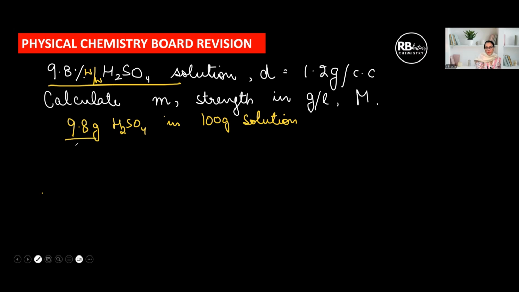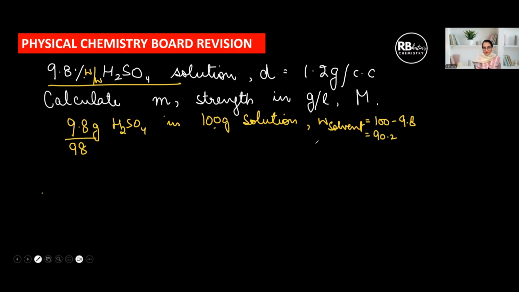So what are we going to do? We are going to convert this to moles. This is the mass of solution given. So what will be the weight of solvent? 100 minus 98 is going to be the weight of solvent. That's going to be 2 gram.